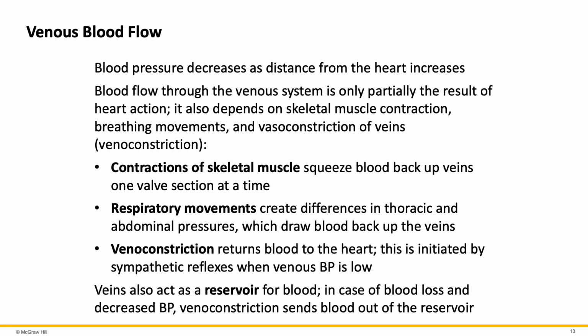One is the contraction of the skeletal muscle. When we use our skeletal muscle, that squeezes the blood in the veins and helps it to move forward in the venous system. Then we have the respiratory movement. Every time we inhale, our lungs act as a suction, and it helps to bring the venous blood back to the heart. And finally, venoconstriction. There is a thin layer of smooth muscle in the wall of the vein that also helps to a certain extent to squeeze the blood and send it back to the heart.